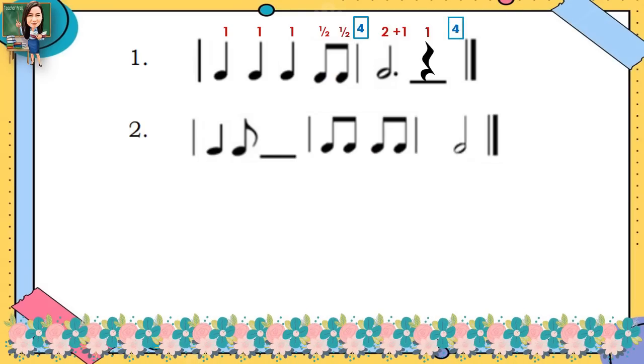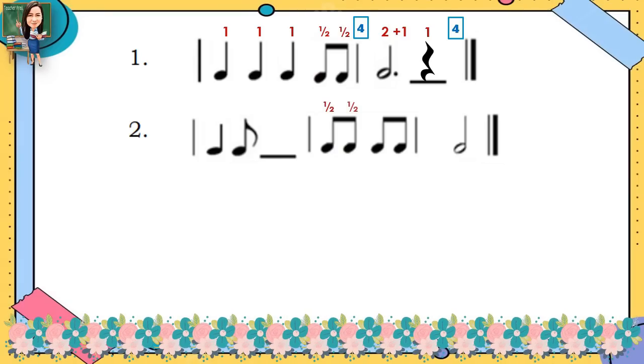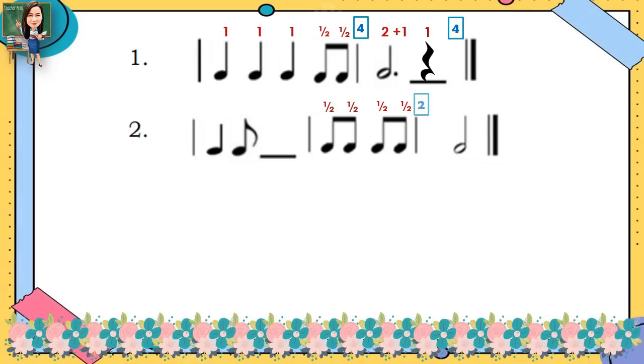Number 2. There are 3 measures. Let's count the beats of the second measure. There are 4 eighth notes. Each pair has 1/2 plus 1/2 equals 1, 1/2 plus 1/2 equals 1. So 1 plus 1 equals 2. There are 2 beats in this measure. So that means this is 2/4 time signature.